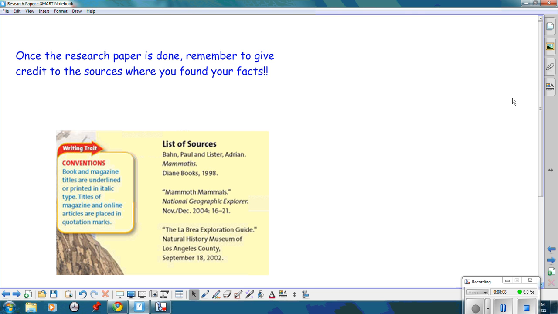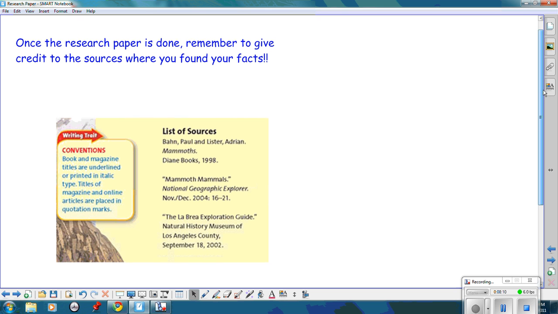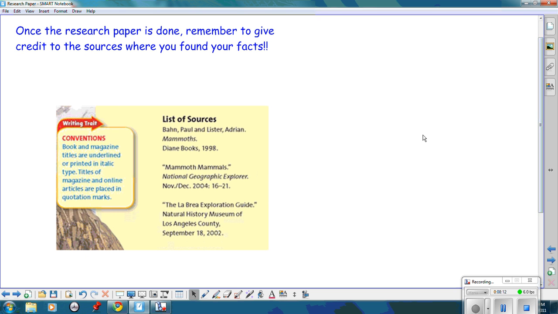So once the research paper is done, remember that you have to give credit to the sources. And right here are 3 sources where Alex found information. These were all from actual pamphlets. None of these happen to be online sources, but we will see how you can show those sources later. But you have the author and the title of the source, and then the publisher in the case that it's been published, and then the publishing date.